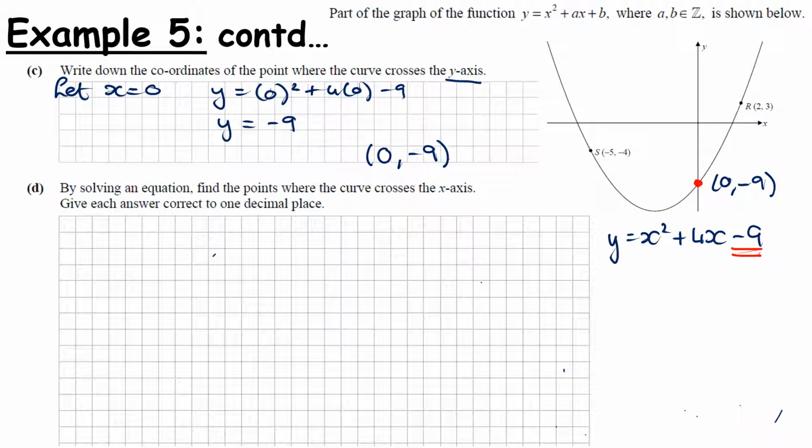The last part of this is by solving an equation, find the points where the curve crosses the x-axis. So here what we're looking for are the roots of the quadratic, or what we would have called these when we were dealing with the line, the x-intercepts. To do this, we let y equal 0, which gives us x squared plus 4x minus 9 equals 0. So effectively we're solving this quadratic to find two values of x.